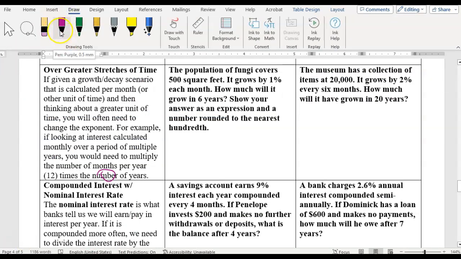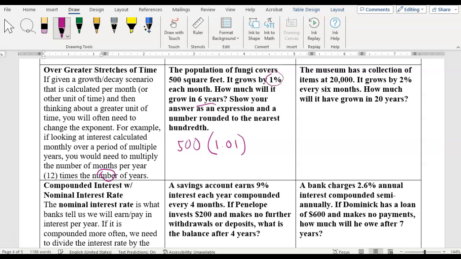Let's take a look at this right here. It's saying it grows by 1% each month. How much will it grow in 6 years? Show your answer as an expression and the number rounded to the nearest hundredth. So we have 500 square feet. If it's growing by 1%, it's growing by 1.01 to the power of our months, right?